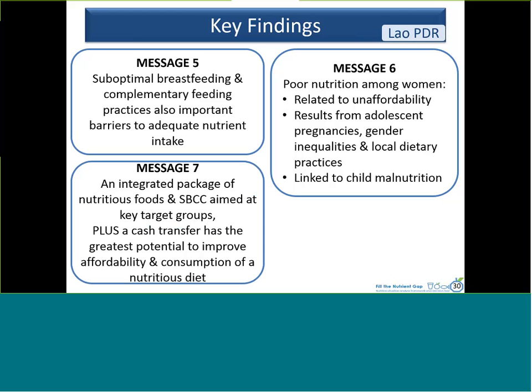Message number seven was really about the fact that an integrated package is required, where nutritious foods are made more affordable, so lower prices. Foods that are processed are more nutritious, so fortifying them in a good way, and also increasing purchasing power through a cash transfer or other means of generating income.